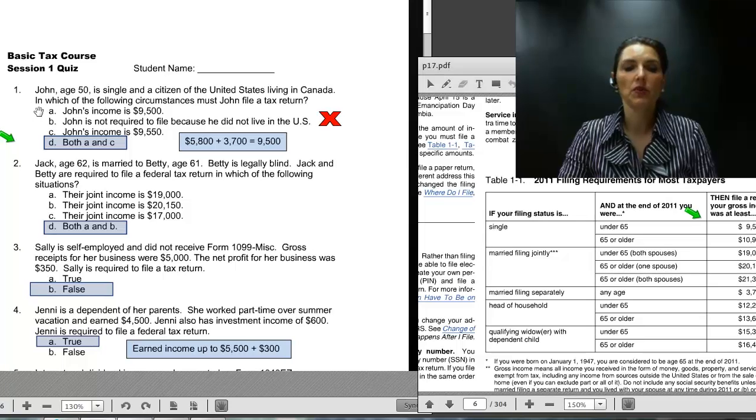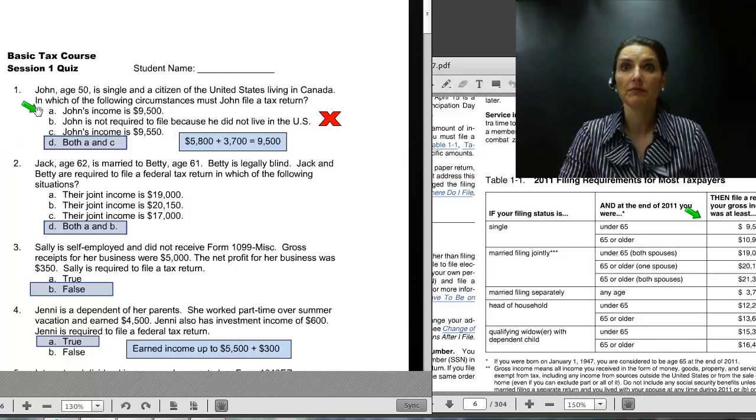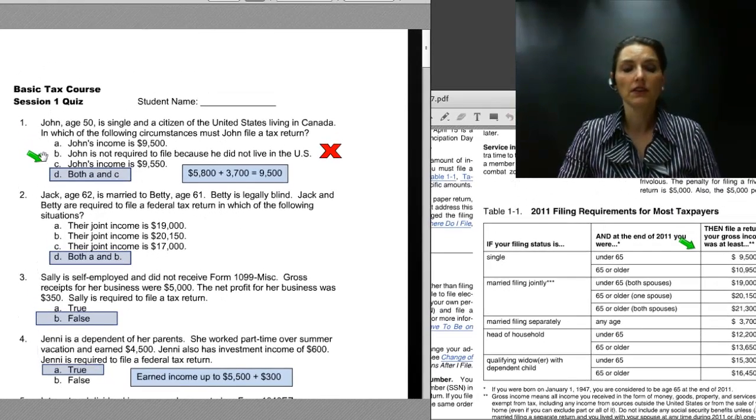Well, if we look at question number 1, A is $9,500. That means 95 is at least 95, isn't it? And C, $9,550, is, well, more than $9,500, so definitely required to file with that one as well. The only one in here that is a false answer is John is not required to file because he did not live in the United States. It's a completely bogus statement, absolutely untrue.